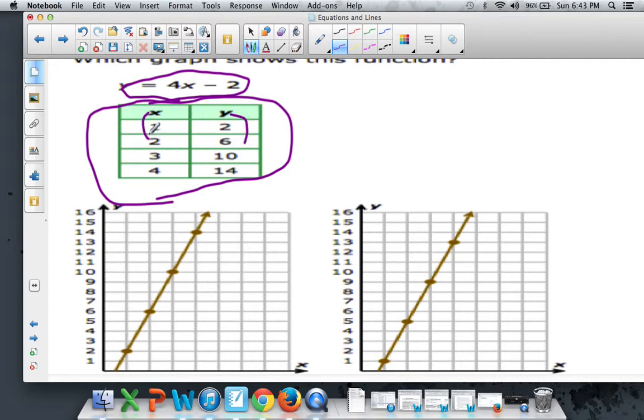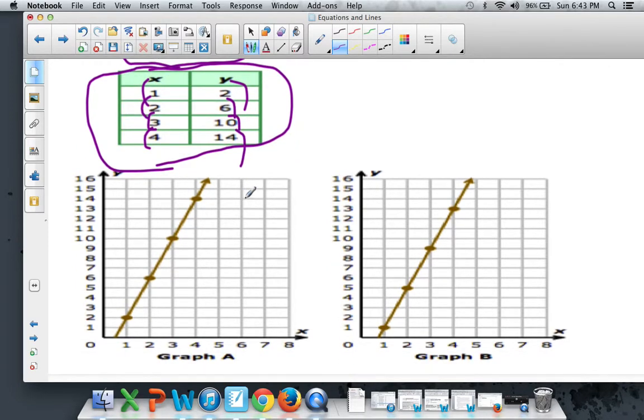1, 2, 2, 6, 3, 10, 4, 14. And I know you guys are good with ordered pairs because so many of you got a really good score on last week's ordered pair quiz. So if we have these ordered pairs, creating a graph takes 5 seconds.